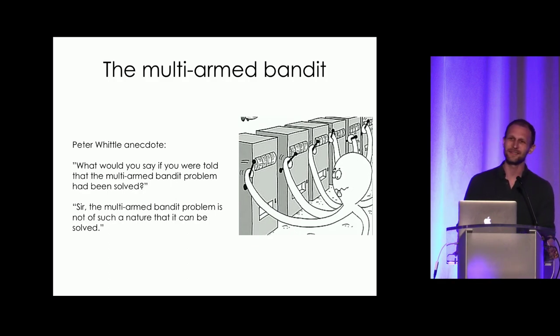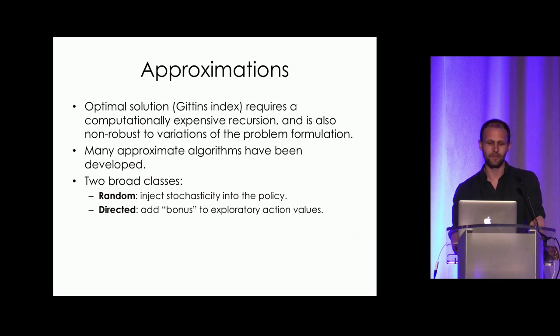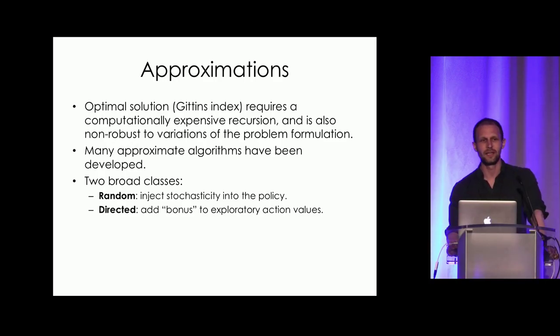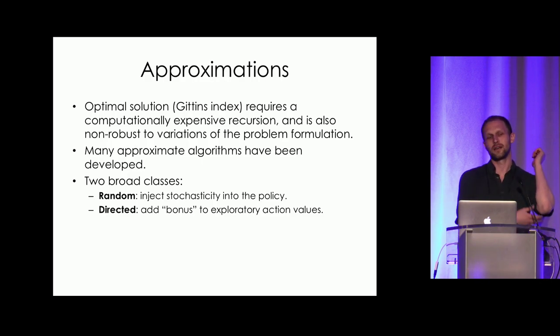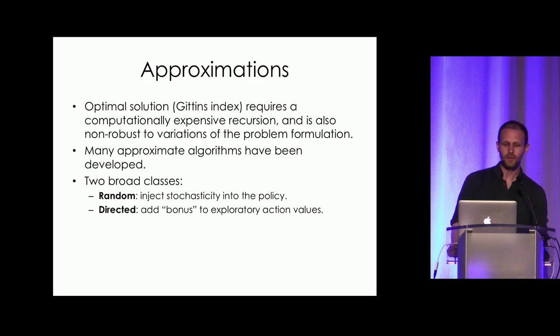But what Peter Whittle is referring to here is known as the Gittins Index, which took a while to filter into the minds of people working on this problem. And that is the optimal solution for the multi-armed bandit problem. But the problem is that it requires a computationally expensive recursion, and it's also non-robust to variations of the problem formulation. And so that has stimulated many computer scientists and statisticians to embark on this quest to find more efficient and versatile algorithms for exploration that will approximately find the best solution but aren't guaranteed to find the optimal solution.